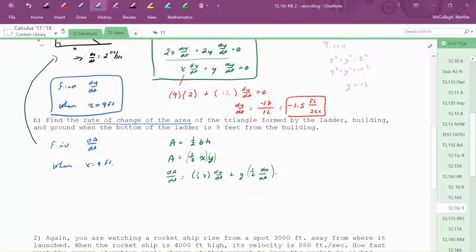So tidying up here, we've got dA dt equals 1/2 x dy dt plus 1/2 y dx dt. Oops, that's a t, not an x. Sorry, I misspoke. Then we get to plug in our values.